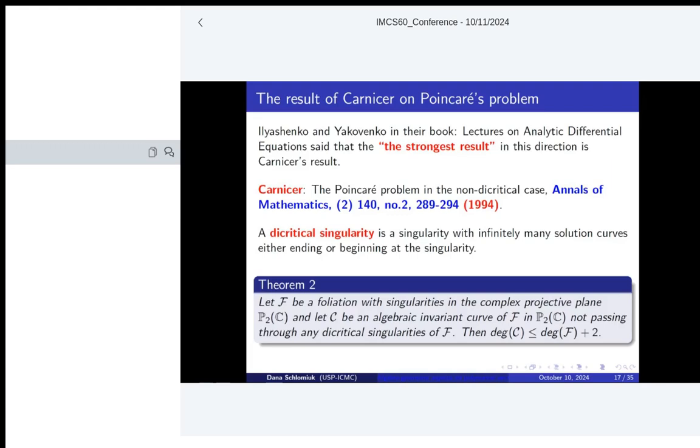Let F be a foliation with singularities. Think of it as the foliation engendered by such a system with their singularities. But this foliation is in the complex projective plane. And let C be an invariant algebraic curve not passing through any dicritical singularities. By a dicritical singularity, we mean a singularity with infinitely many solutions, either ending or beginning at a singularity. Then we have a bound for these curves, which do not pass through any dicritical points. Namely, this bound is the degree of F. Think of the degree of F as being the degree of the polynomial system plus 2. So we have a bound for such systems.